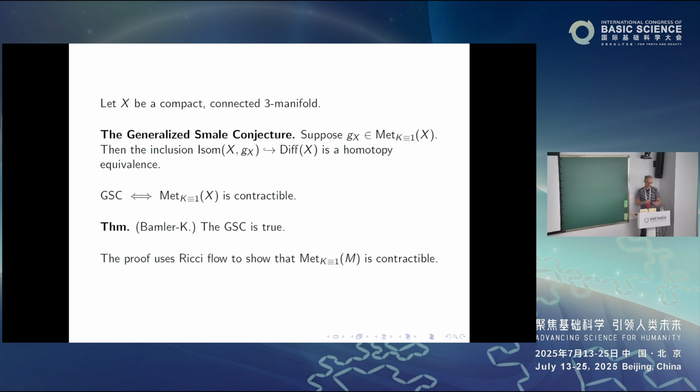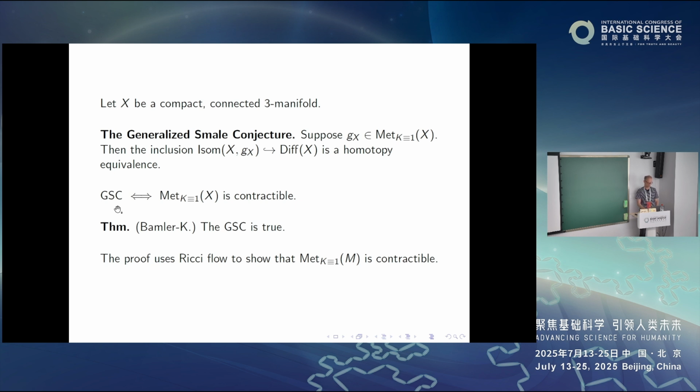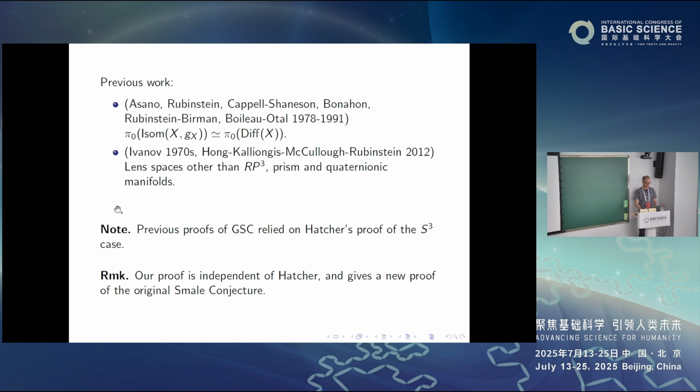And right in the case you have the 3-sphere, the isometry group just takes GX to be the standard metric, and this is just the original Smale conjecture. Okay, so this is a generalized Smale conjecture, which dates from the late 70s. And so, as before, you can relate this to a statement about curvature 1 metrics. So this generalized Smale conjecture is equivalent to the contractibility of this space of curvature 1 metrics. So the first theorem is that the generalized Smale conjecture is true, and we use Ricci flow to prove this.